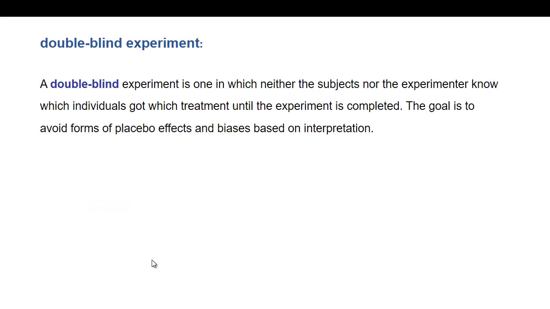Double blind experiment. A double blind experiment is one in which neither the subjects nor the researcher or the experimenter know which individuals got which treatment until the experiment is completed. The goal is to avoid forms of placebo effects and biases based on interpretation.